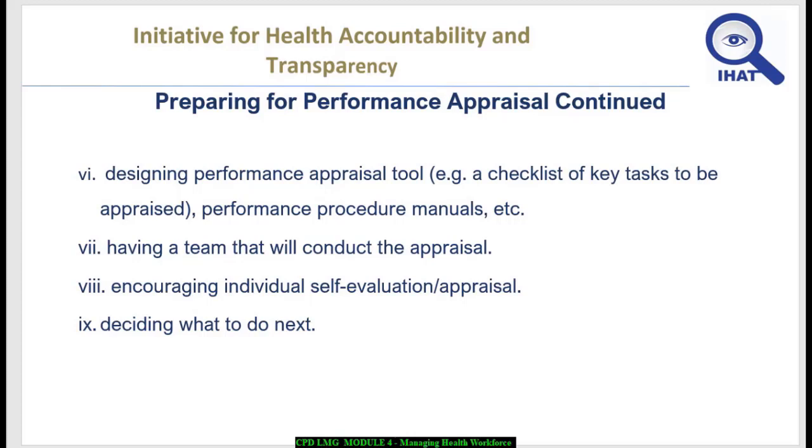Others include designing a performance appraisal tool. It could be a checklist or performance procedure manuals, and also having a team that will conduct the appraisal, and encouraging individual self-evaluation. Self-appraisal is always very important and encouraged, and deciding what to do next after the performance appraisal.